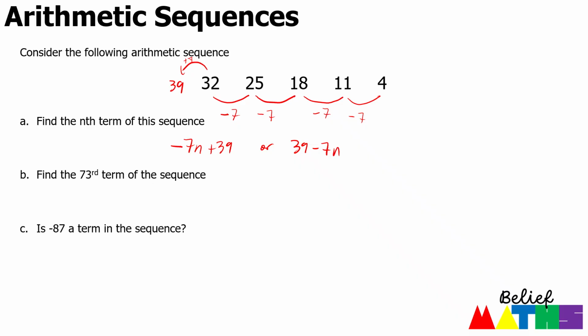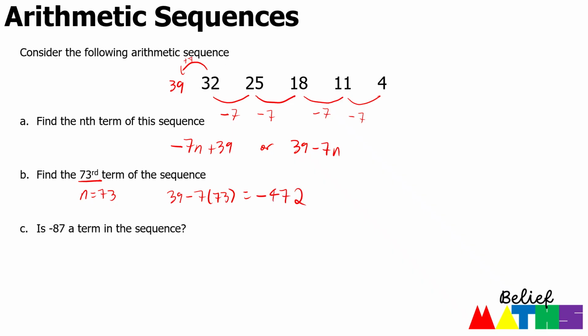To find the 73rd term, that just means n equals 73. So 39 minus 7 times 73. And again, our calculator does all that for us. So 39 minus 7 times 73. Again, putting brackets around any number you sub in, that gives us minus 472.